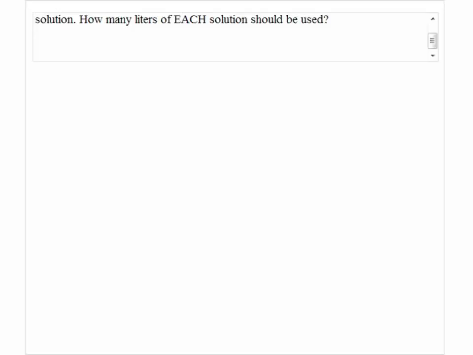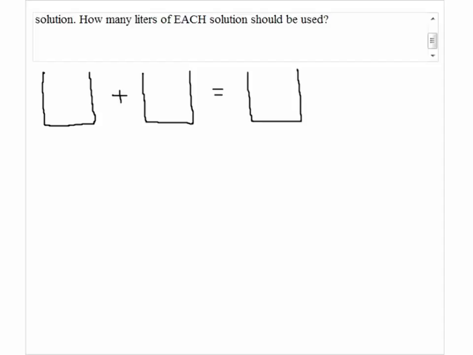A 40% acid solution is to be mixed with a 60% solution to get 100 liters of 55% solution. How many liters of each solution should be used? Since we are mixing two kinds of solutions, we're going to use beakers to explain the whole situation.